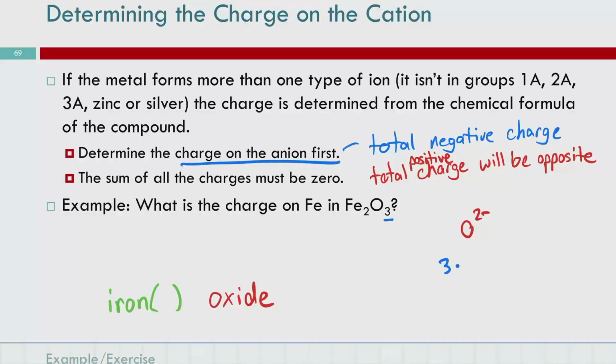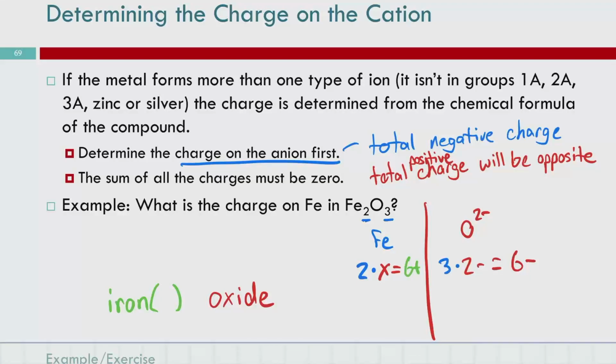So 3 times 2 negative, we have a total 6 minus charge. We also have our iron. We've got 2 of them. We don't know what the charge is, we'll write in an X. And what's the total charge need to be for our iron? Our total positive charge needs to be 6 plus to balance out the 6 minus from the oxygen. So we need something that when multiplied by 2 gives us 6 plus. What would that be?